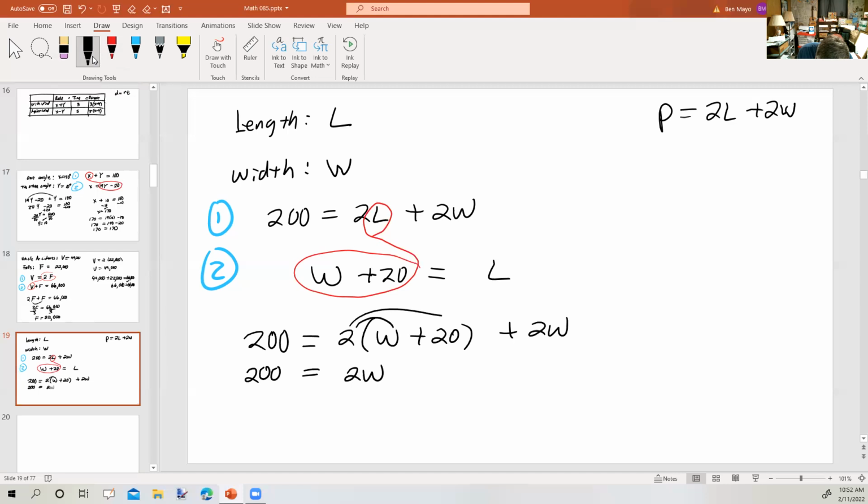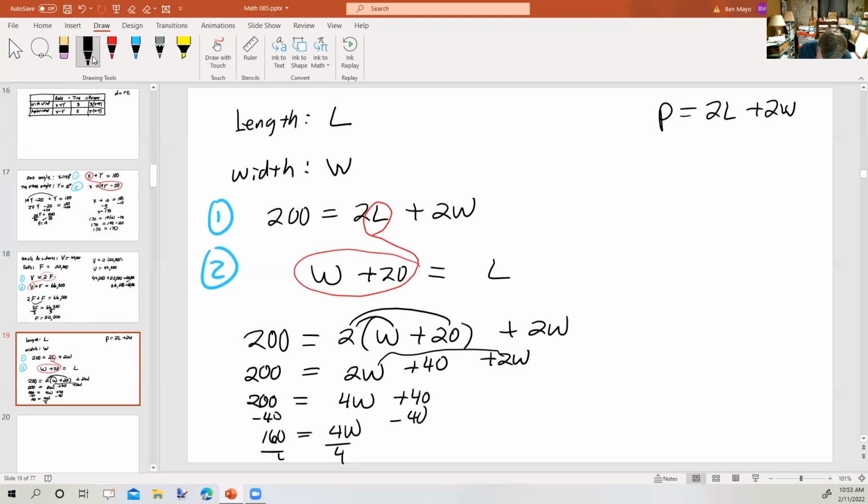So 2W plus 40 plus 2W. Combine like terms, 4W plus 40. Subtract 40 from both sides of the equation. 160 equals 4W. Divide both sides by 4 and we get 40 equals W. Okay, so I'm going to take that and plug it into one of the original equations. I'll plug it into equation number 1.